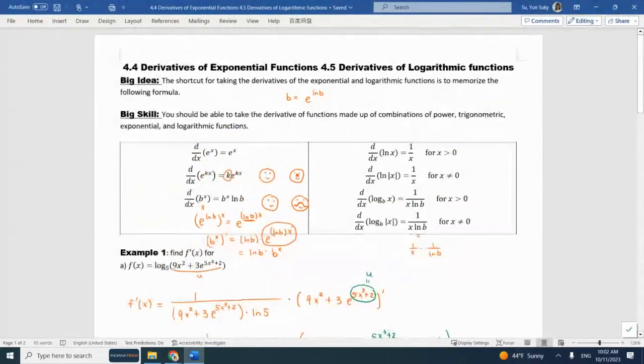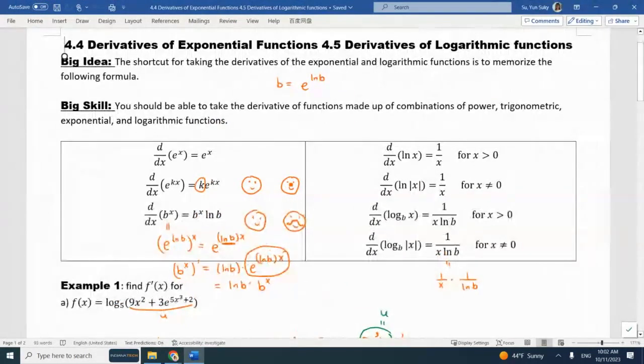Today we continue to finish 4.4 and 4.5. Remember the rules of the exponential function? The derivative of e to the x is e to the x. The derivative of e to the kx is k e to the kx. Remember how it looks like the sun? The motion is like the k. And the derivative of b to the x is b to the x times ln b. We multiply by ln b.